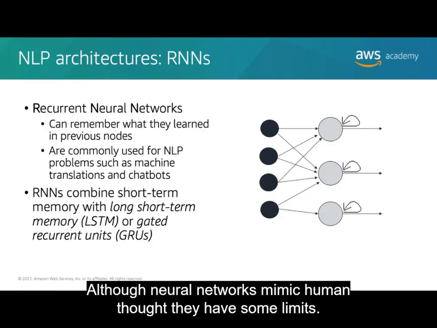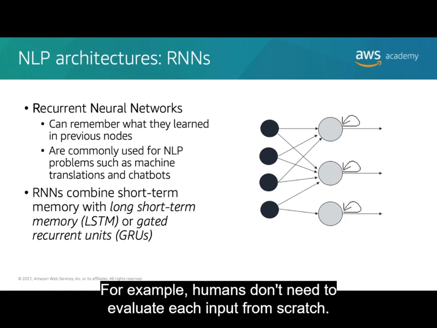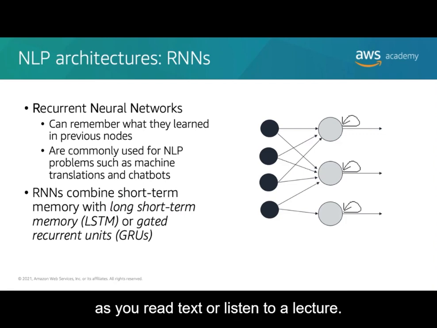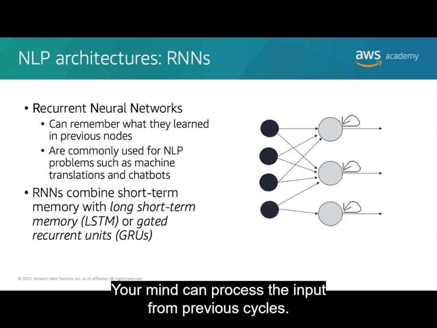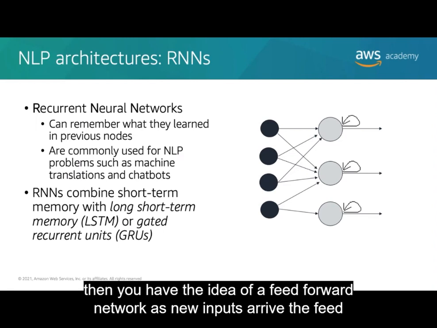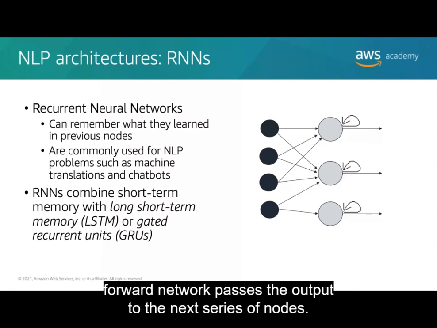Although neural networks mimic human thought, they have some limits. For example, humans don't need to evaluate each input from scratch. You can process an input because you already have a certain amount of knowledge. As you read text or listen to a lecture, your mind can process the input from previous cycles. If you think of this series of inputs to your mind as a long-running sequence, then you have the idea of a feed-forward network. As new inputs arrive, the feed-forward network passes the output to the next series of nodes.